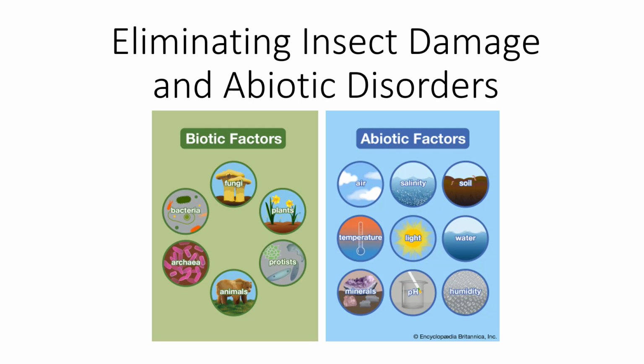A good approach to identification of plant disease is to begin by deductively eliminating insect damage and abiotic disorders as possible alternative causes. I'm Dr. DeBusk, and in this video, I'll cover insect damage and various abiotic disorders and symptoms.